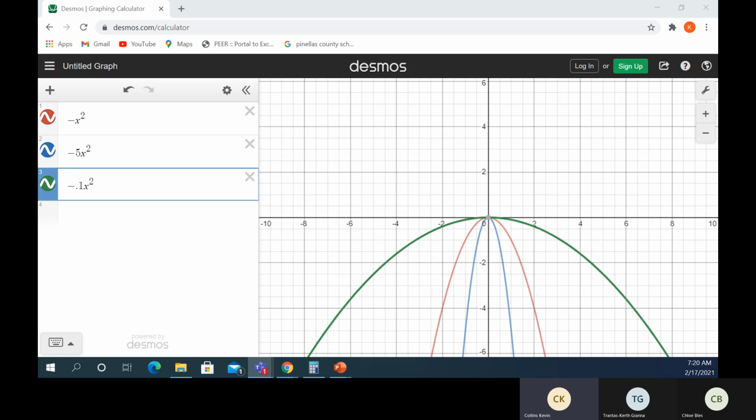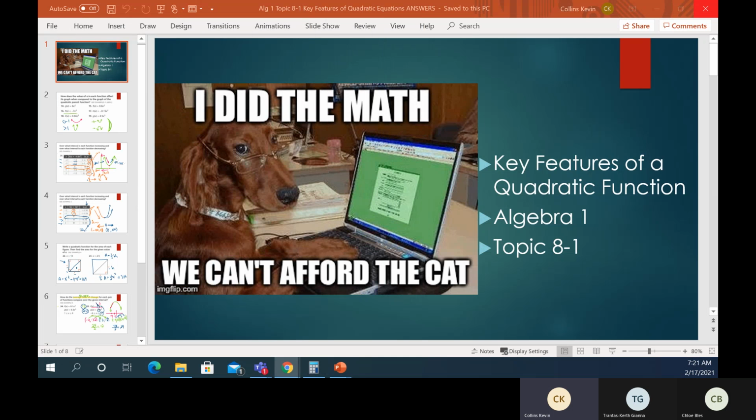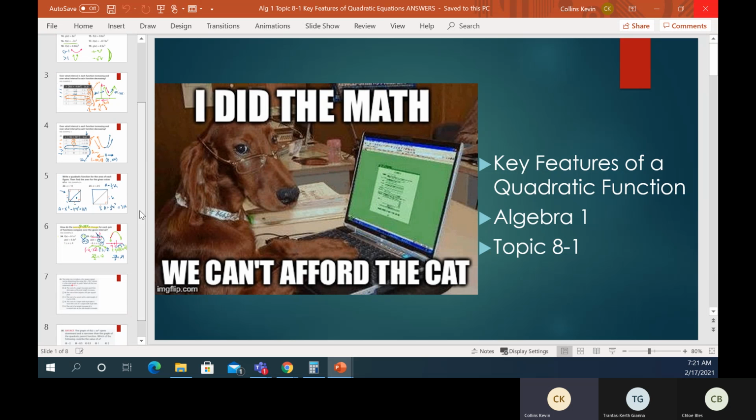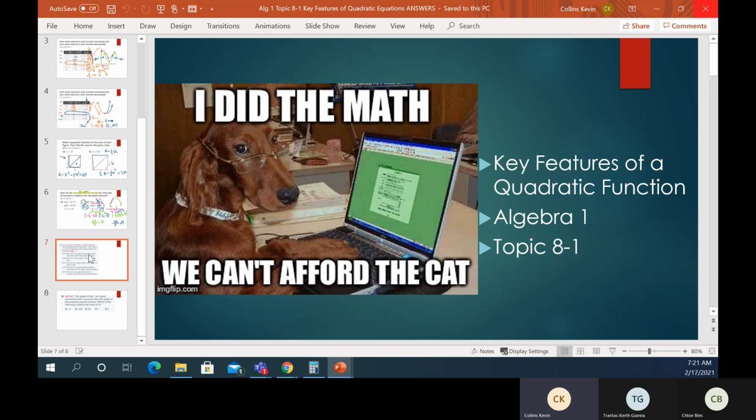All right, so let's go ahead and wrap up. I think we have just a couple quick questions here at the end, and then we'll move on to what's known as vertex form. We'll talk about that a little bit. So we'll say goodbye to Desmos for right now. We did all this good stuff yesterday, so we're just left with these couple guys.